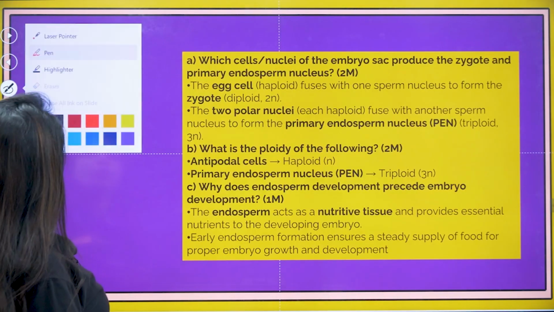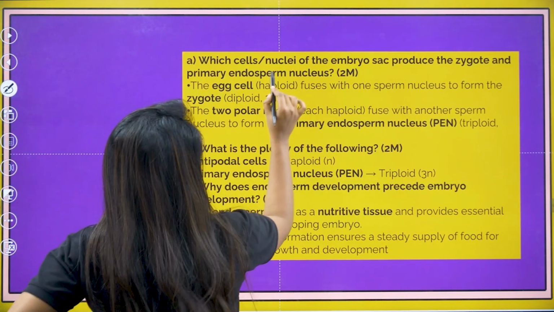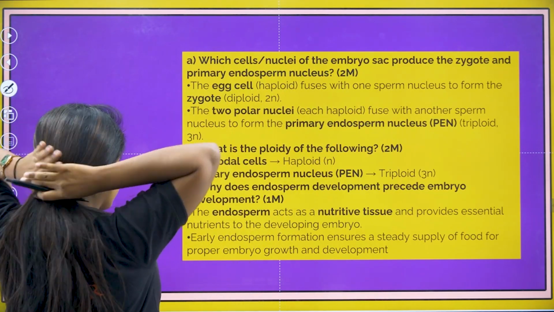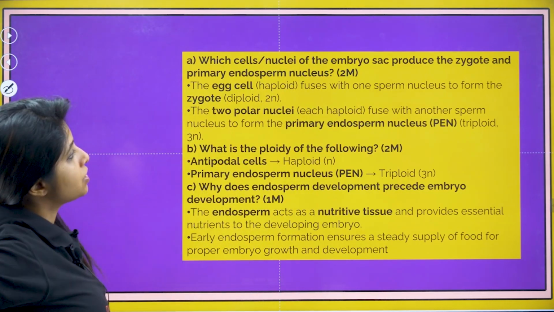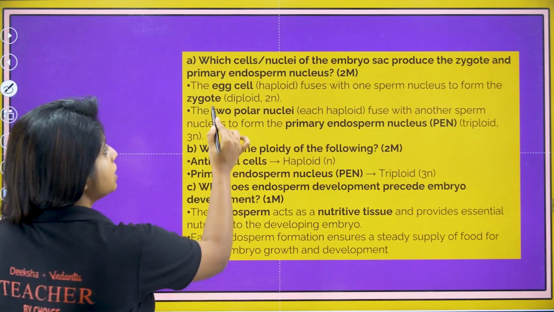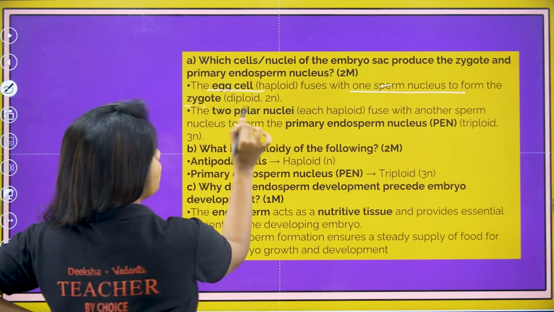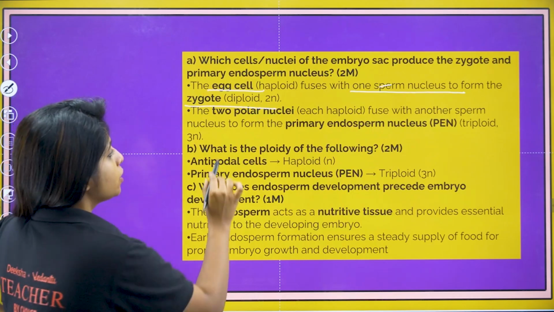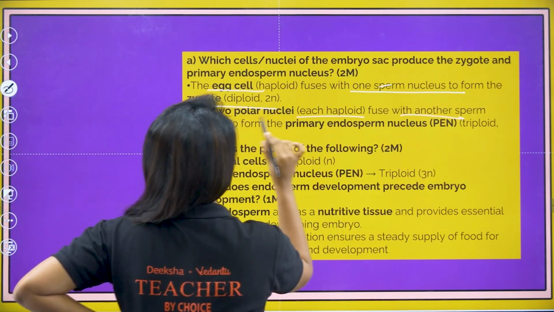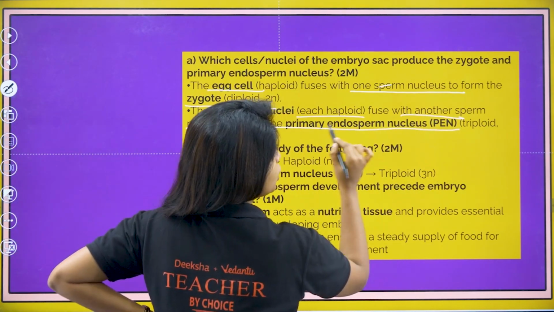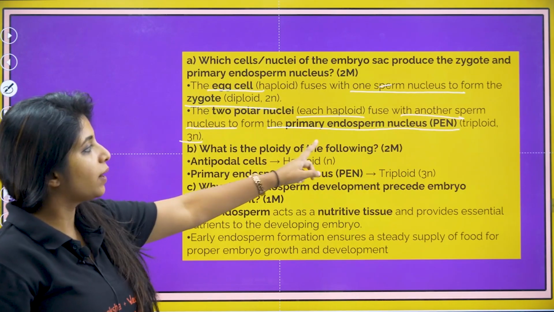That is important. So over here, which cells or nuclei of the embryo sac produce the zygote and the primary endosperm nucleus? The egg cell, haploid, fuses with one sperm nucleus or one male gamete nucleus to form what? Zygote, diploid 2n. Okay, the two polar nuclei, each haploid, fuse with another sperm nucleus to form the primary endosperm nucleus, PEN, that is triploid.